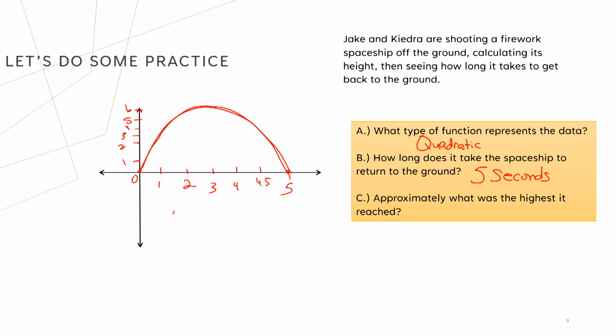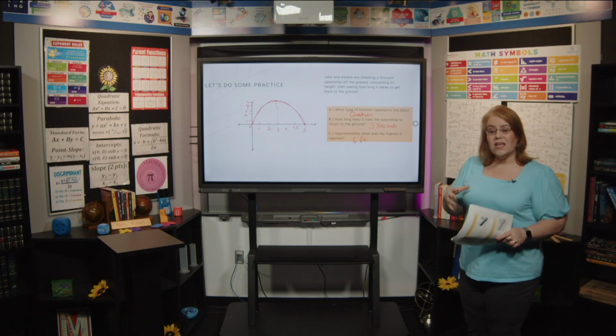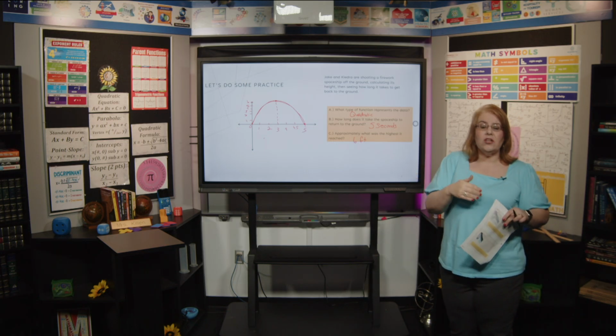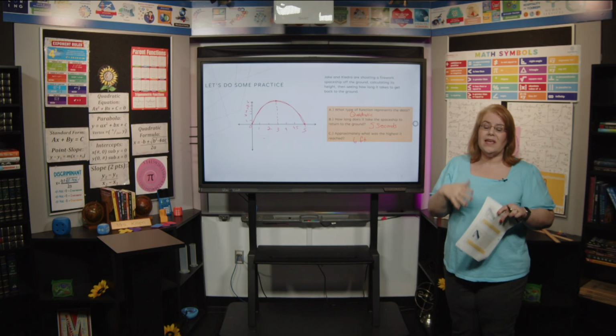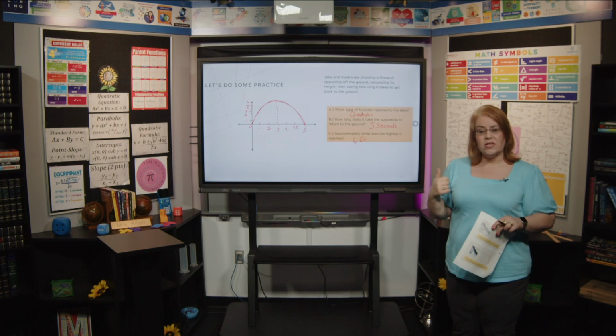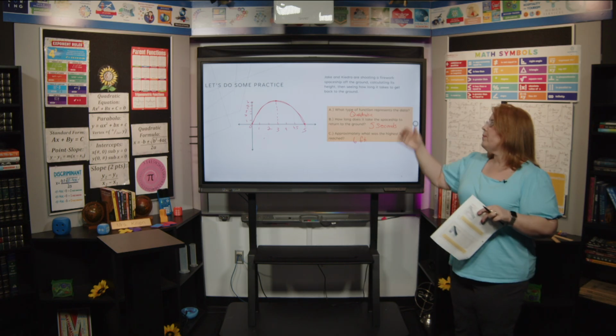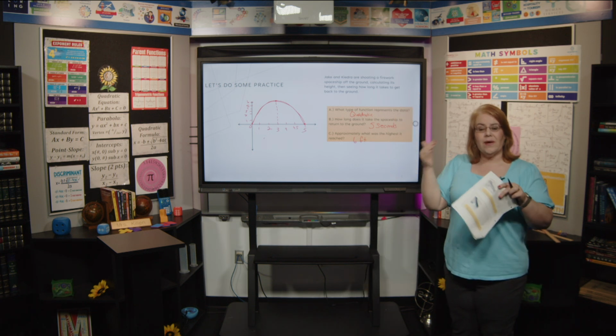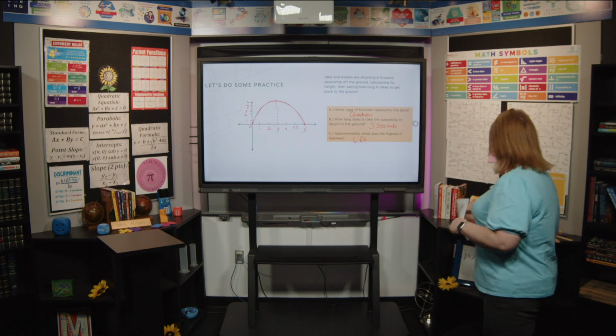Approximately what is the highest it reached? Well, this is my highest. So about 3 seconds it gets to 6 feet off the ground. So that is how I'm looking at these different parts of this quadratic to interpret them, to answer questions. If you can't understand what the different parts are representing, it's going to be hard to answer these questions. So we're having to look at the different parts, where it touched the x-axis, what the highest of the quadratic was, to answer these different things. So let's look at some more.